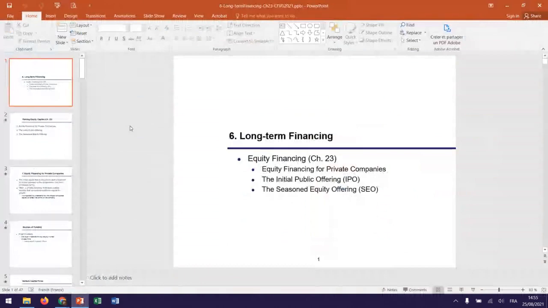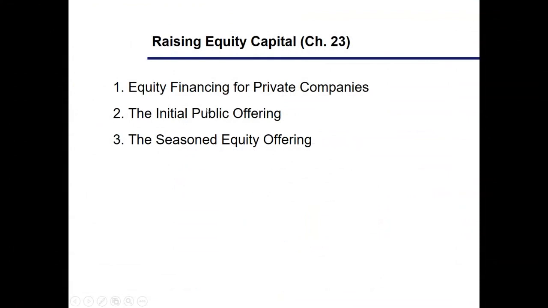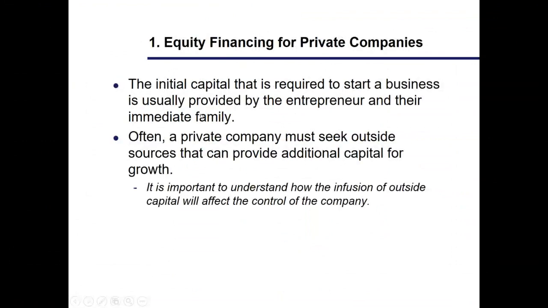So let's talk a little bit about how we can raise equity capital in the capital market. The initial capital that's required to start a business is usually provided by the entrepreneur and by immediate family. Yesterday we were talking about how to get the money from your father-in-law. Often a private company must seek outside sources that can provide additional capital for growth. It is important to understand how the infusion of outside capital would affect the control of the company.